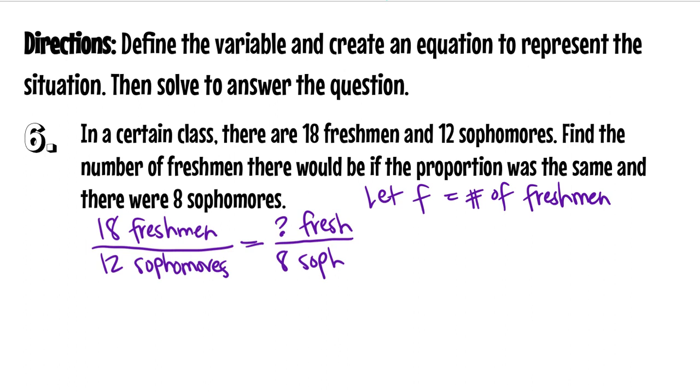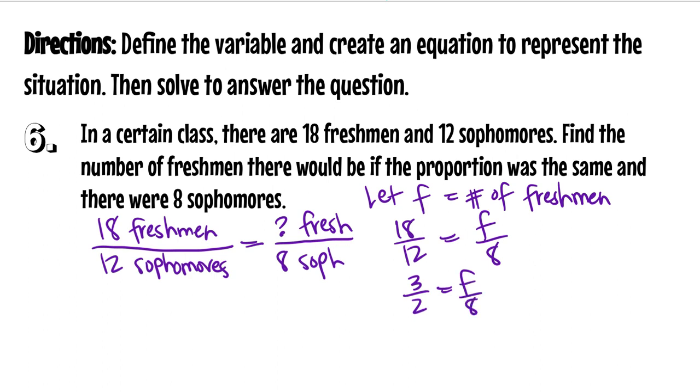Now hopefully you made the equation: 18 over 12 equals F over 8. The first thing that I see is that I can simplify 18 over 12. Maybe I could have simplified in the last problem, I don't remember, but the numbers will be easier if we simplify. So let's simplify this equation. 18 and 12 both divide by 6, right? That gives us 3 over 2 equals F over 8.